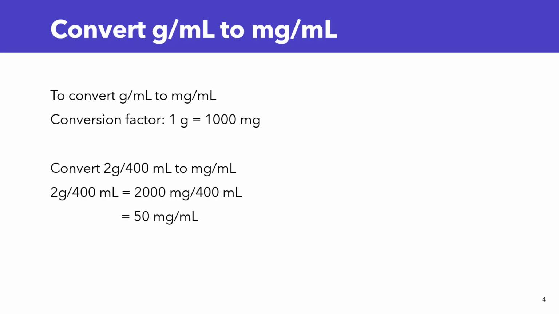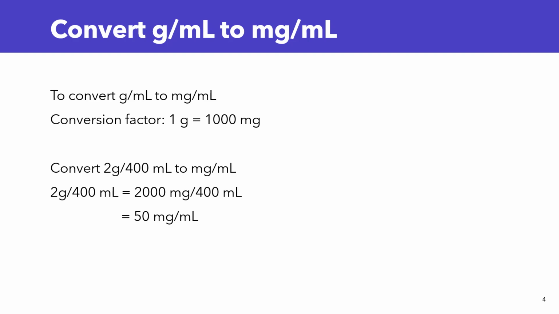Okay, now let's look at converting gram per ml to milligram per ml. This one is simpler, with fewer steps. So gram per ml to milligram per ml: all we have to do here is convert grams to milligrams. We just mentioned that 1 gram is 1,000 milligrams. That's a metric conversion you need to know. So 1 gram is 1,000 milligrams.